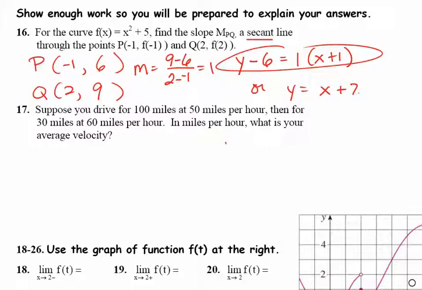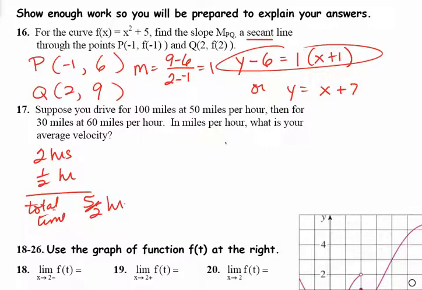17, let's find our elapsed time and our elapsed distance. So we're going 100 miles at 50 miles per hour. That would take 2 hours. And then we're traveling 30 miles at a speed of 60 miles per hour. That would take another half hour. So our total time would be 5/2 hours, or 2.5 if you prefer decimal form.